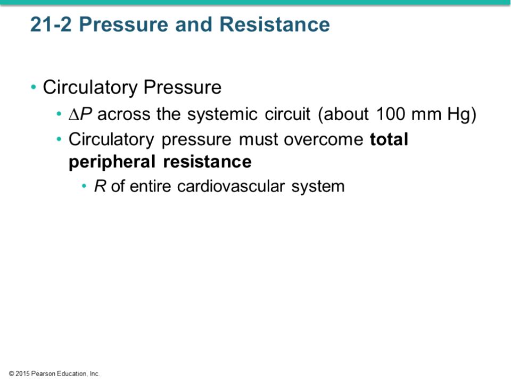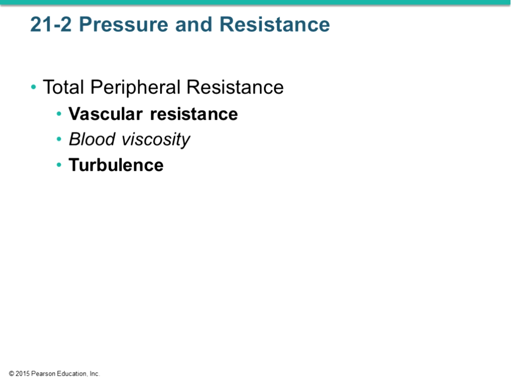And the change in this circulatory pressure is pretty significant, right? It's about 100 millimeters of mercury. So it's fairly significant in terms of the change. And so the circulatory pressure must overcome whatever peripheral resistance it will encounter in that cardiovascular system.